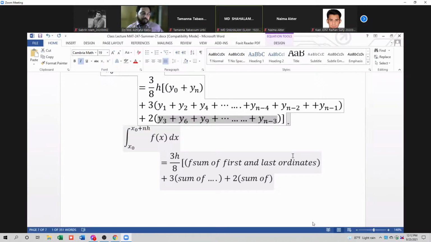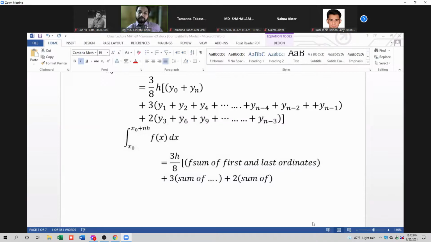You have to always keep in your mind that our values start from y0, y1, y2, y3. This you have to keep in your mind always. And that is y3, y6, y9, and yn minus 3. What does it mean? Anybody can let me know?